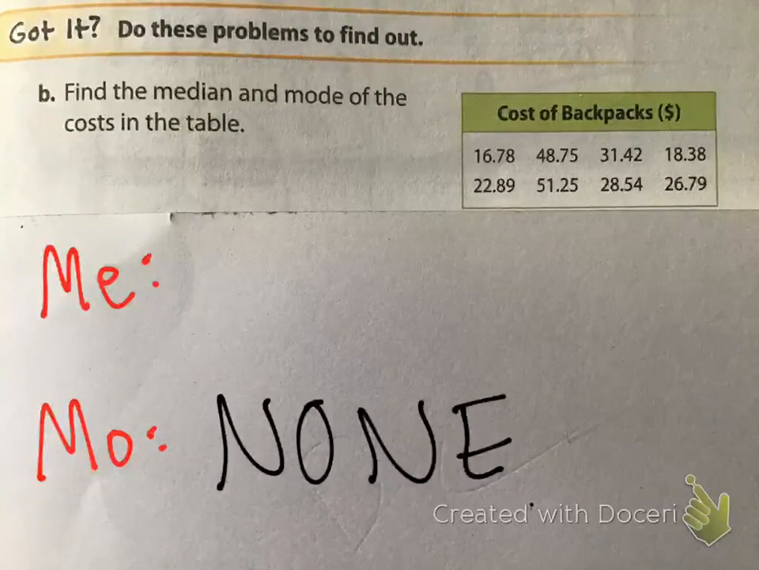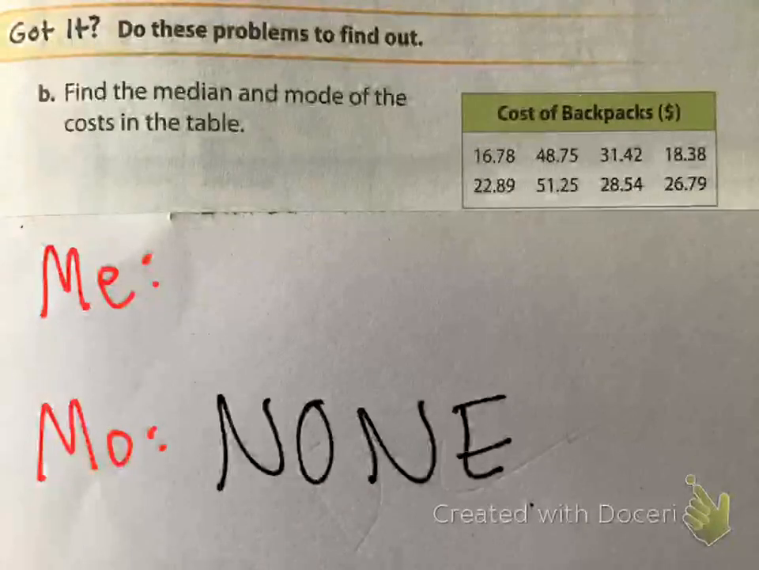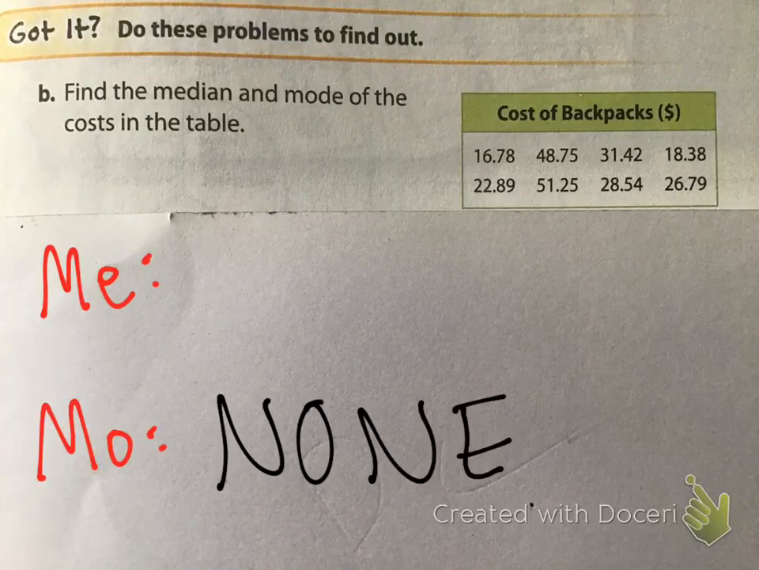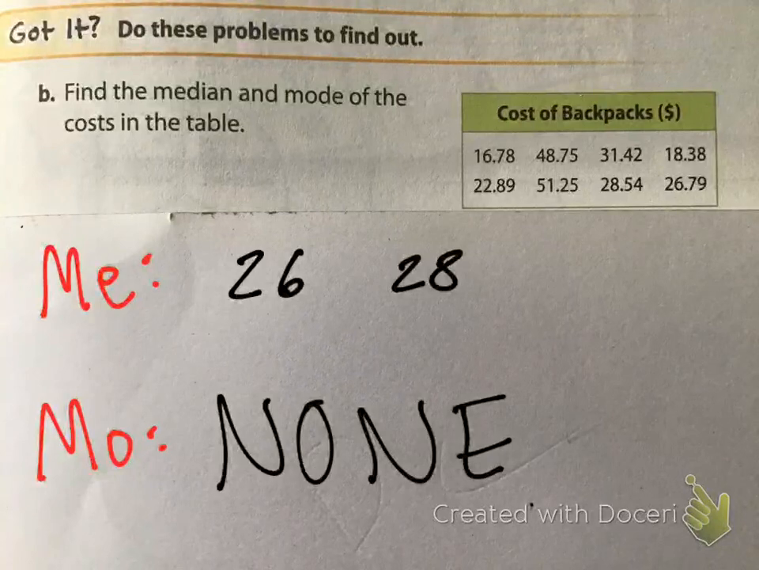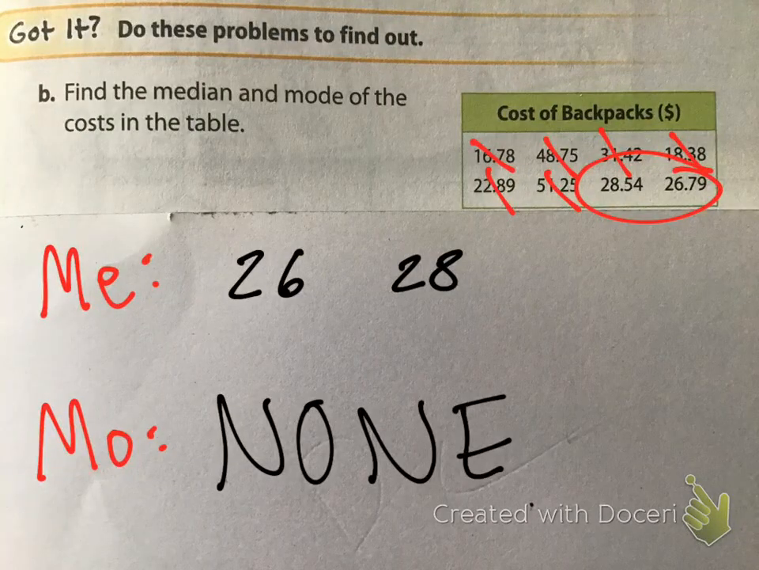Let's see. Hannah, was any of them correct? What is the median? I think it's 26 and 28. Exactly, let's check that. She thinks it's the 26 number and the 28 number. Okay, so let's do this. I'm going to cross off from biggest to smallest. 16 is my smallest. 51 is my biggest. 18, 48, 22, 31. So we're left with these two.